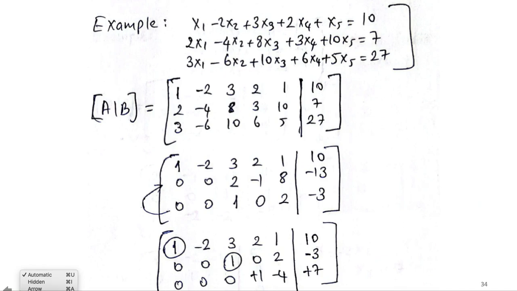Here's another example. We have 5 unknowns and we have 3 equations here.